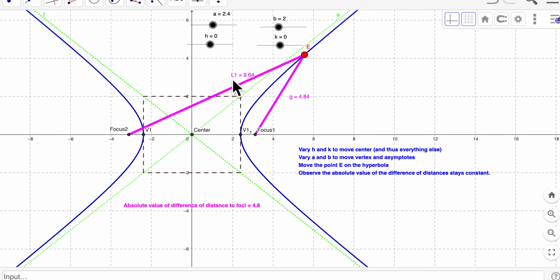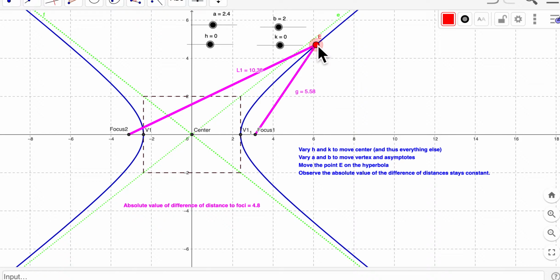The difference between these two lengths is always going to stay constant. So here it's 9.64 and 4.84. The absolute value of the difference of the distance to the foci. Again, it's a lot of words, but just know that the distance from any point (x, y) to one focus and to the other focus, the difference of those lines is always going to remain constant.